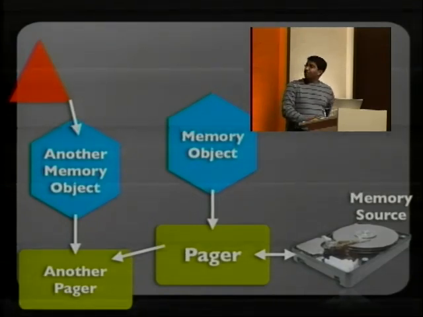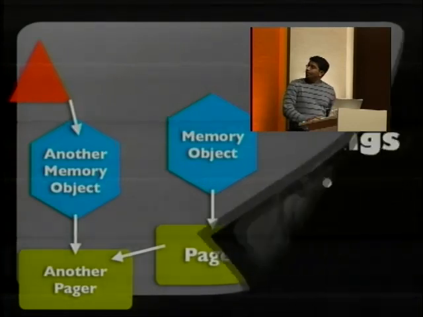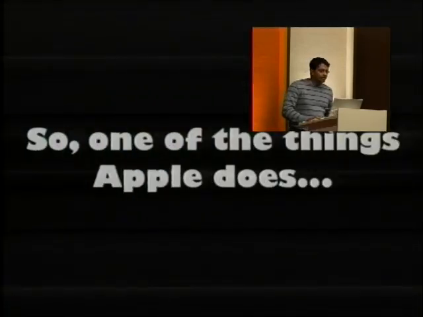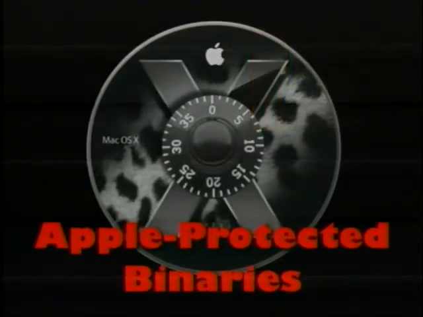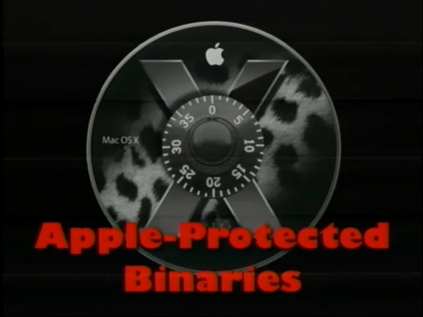So given this picture, one of the things Apple does is what's called Apple protected binaries. So this is one thing I really like about Apple, which is that they're very pragmatic. If they're solving a problem, so they have as good engineers as anybody else.